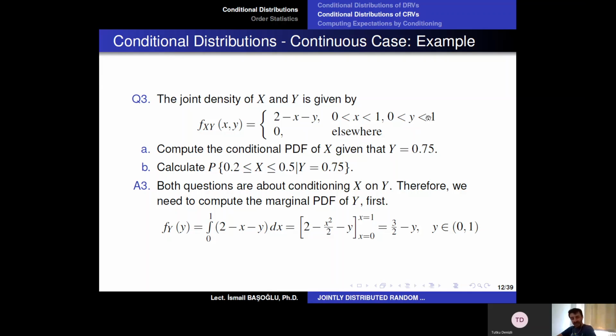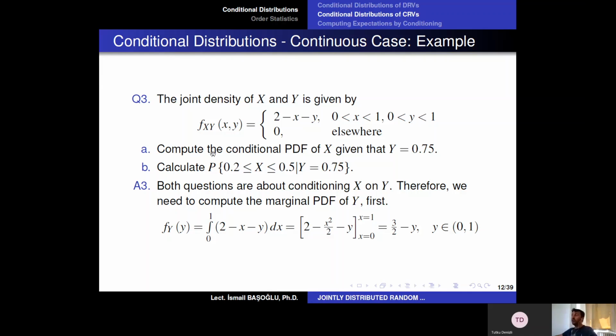Now, actually yesterday, in the last part of our course, we have stated that under this density function, the two random variables are not independent. They are dependent on each other. So we have checked that. Therefore, we can ask conditional probability questions on this density function because they are dependent.